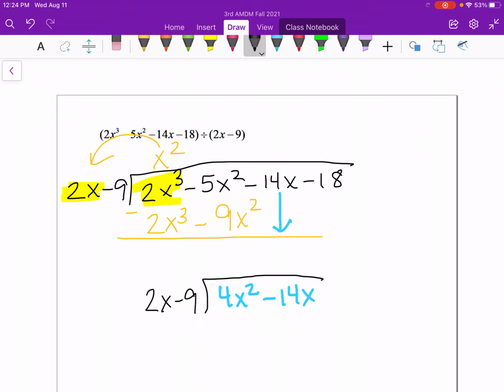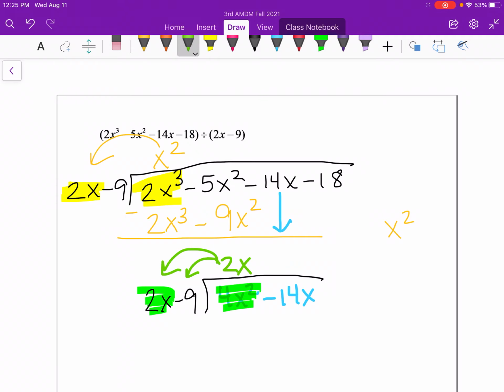I can start this process over. And my answer is x squared plus something. We don't know the rest. So I've got 4x squared. So I'm going to start this again. So I've got 4x squared divided by 2x. So 4x squared divided by 2x is 2x.